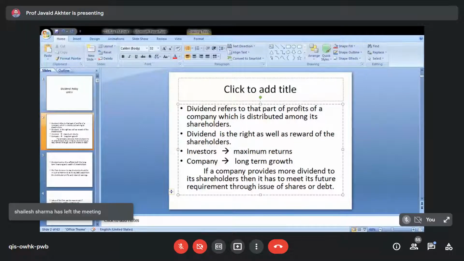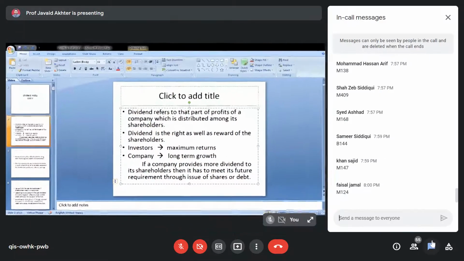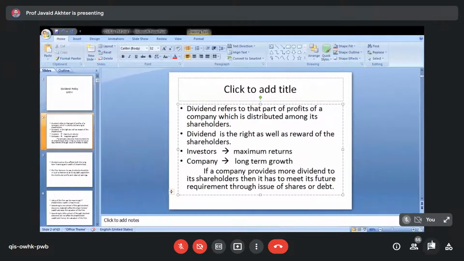So this is what, if you see the slide, company not only wants to retain the shareholders, but also should look for, and they do look for, long-term growth. Therefore, if a company provides more dividend to its shareholders, it has to meet its future requirements through either issue of shares or through debt. Under all circumstances, it needs money for growth.